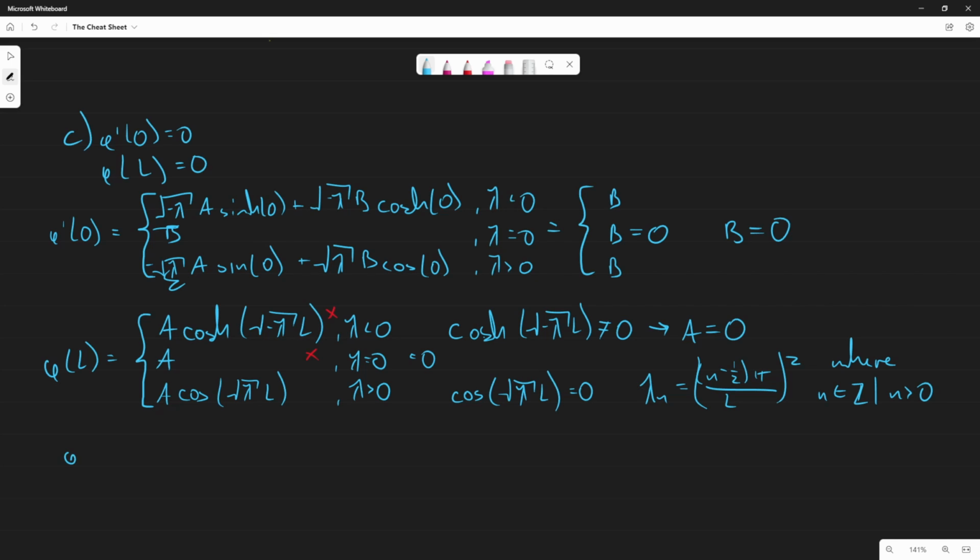And so our solution will be phi of x equal to cosine of the square root of lambda of n times x, where the square root of lambda of n is equal to n minus 1/2 times pi all over L, where n is an integer such that n is greater than 0.